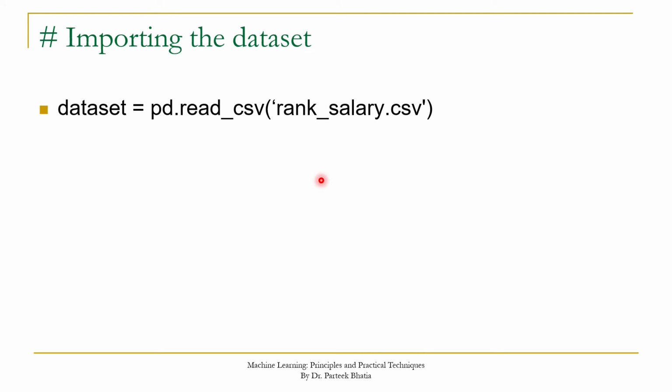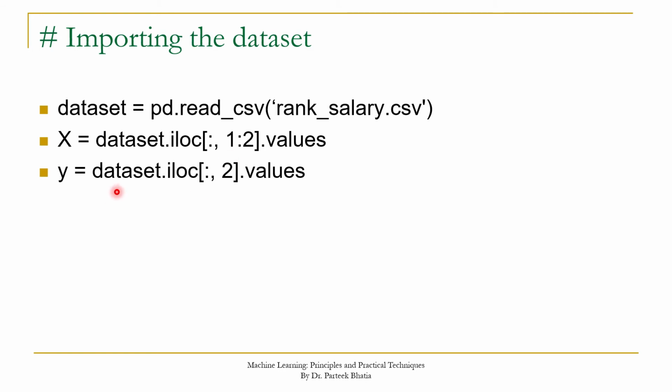After importing the dataset, here we have created X by using the iloc method of the dataset. Here we are selecting all the rows and columns at index value 1 up to index value 2. 2 is excluded, so ultimately it will get only one column at index 1. This column will be level. And here we are creating Y by selecting all the rows and the column at index value 2.